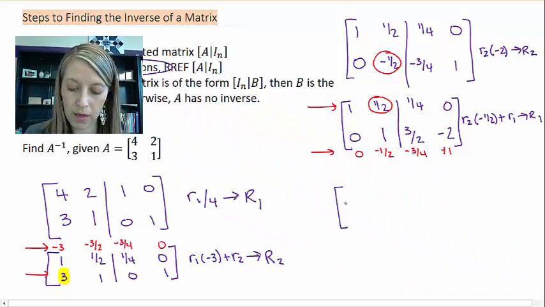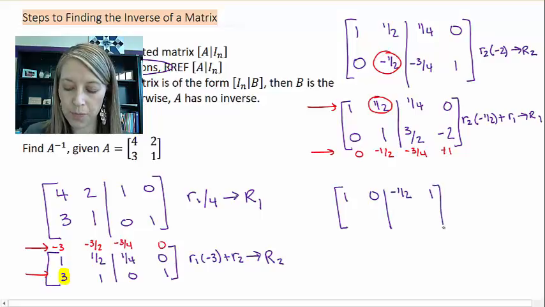So it gives me 1, 0, 1/4 minus 3/4 gives me a negative 2/4 or a negative 1/2. 0 plus 1 is 1. And then my row 2 stays the same.